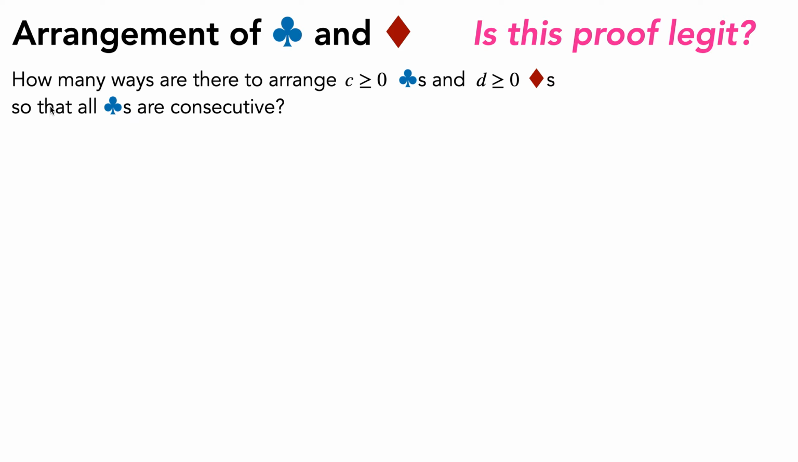So the question we're giving you is, how many ways are there to arrange C clubs and D diamonds, where C and D are natural numbers greater than or equal to 0, so that all of the clubs are consecutive? So this would be a good time to pause and try and figure out the problem yourself, which might actually make finding any flaws in the proposed solution easier.